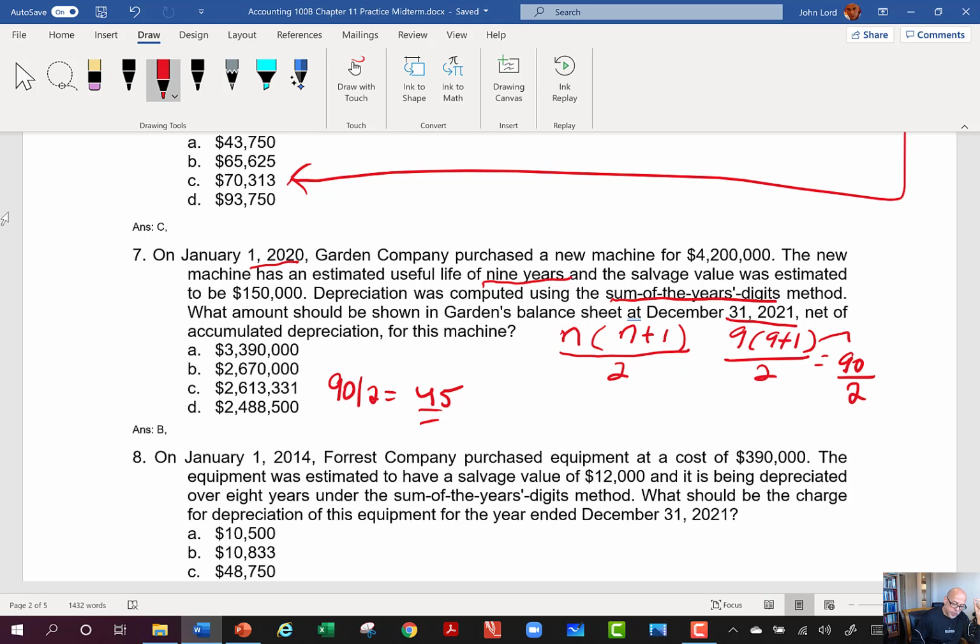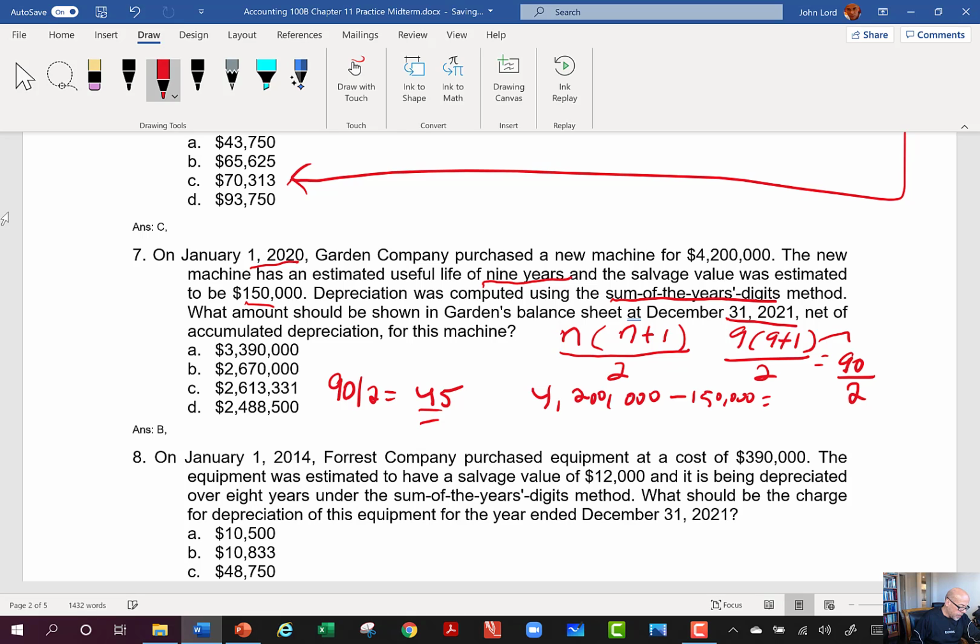Now again, for sum of years digits, the only time you don't use the salvage value is in double declining balance. For sum of years digits and straight line, I have to use the depreciable base. So I take this 4,200,000. I subtract the salvage value, which is 150.